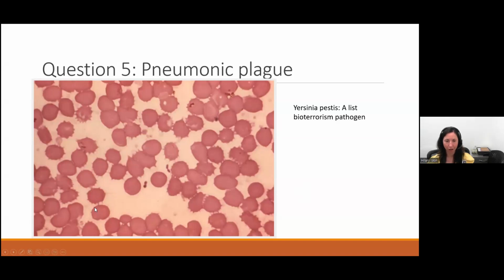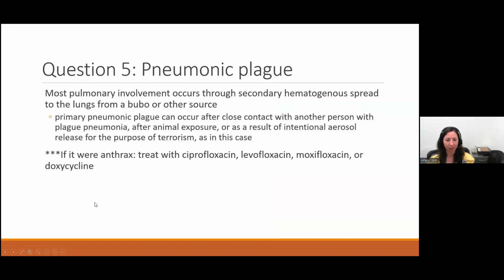MKSAP loves to ask these bioterrorism questions. And if you're right, this wasn't anthrax in this case, but they do also like to ask about that. You're going to treat that with the antibiotics listed here. But for plague, you actually want to use gentamicin. Will you teach us a little bit about that?